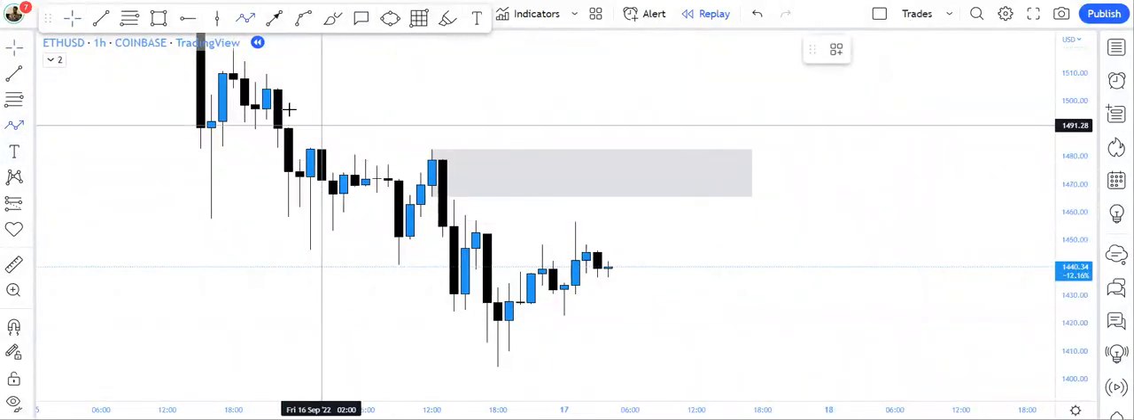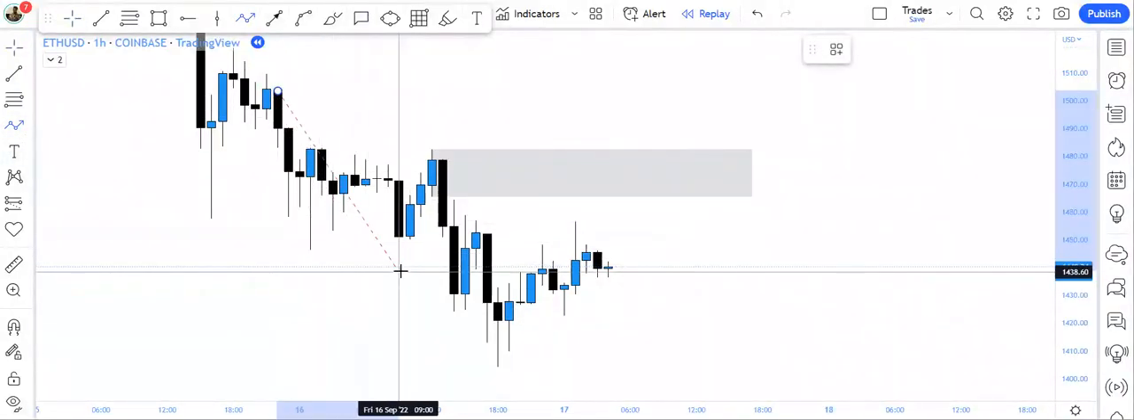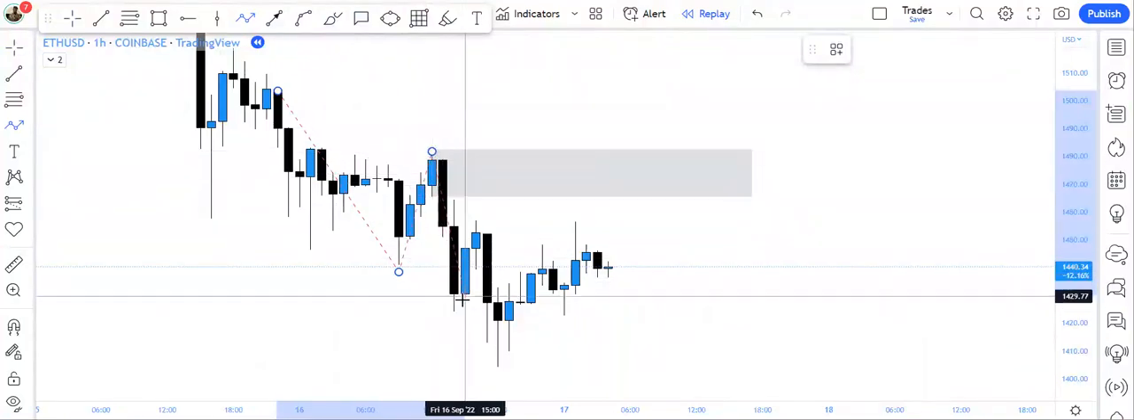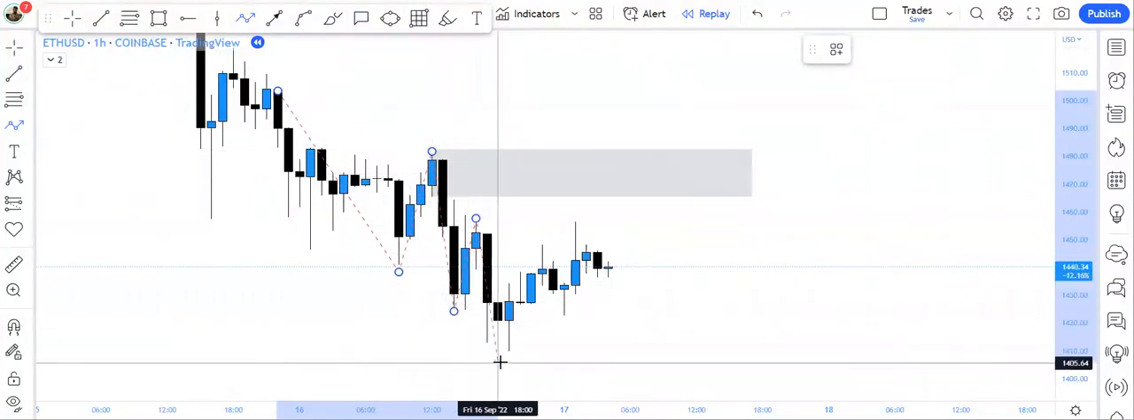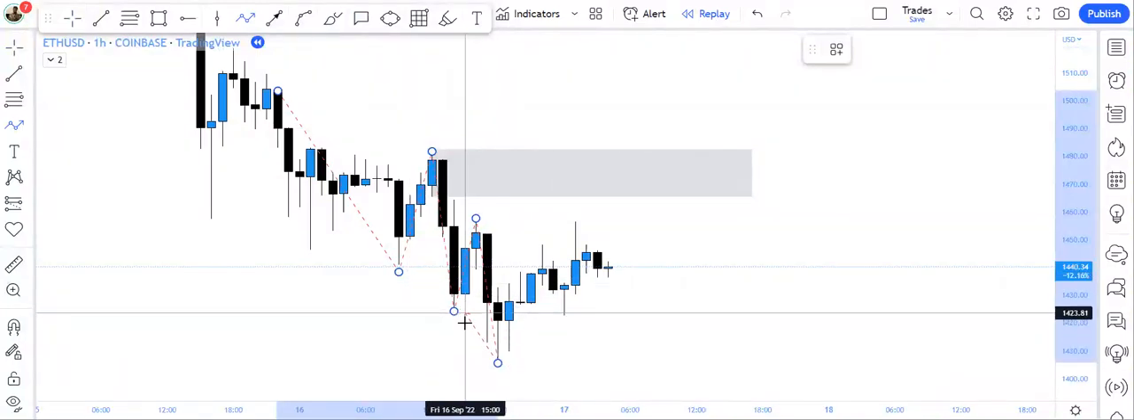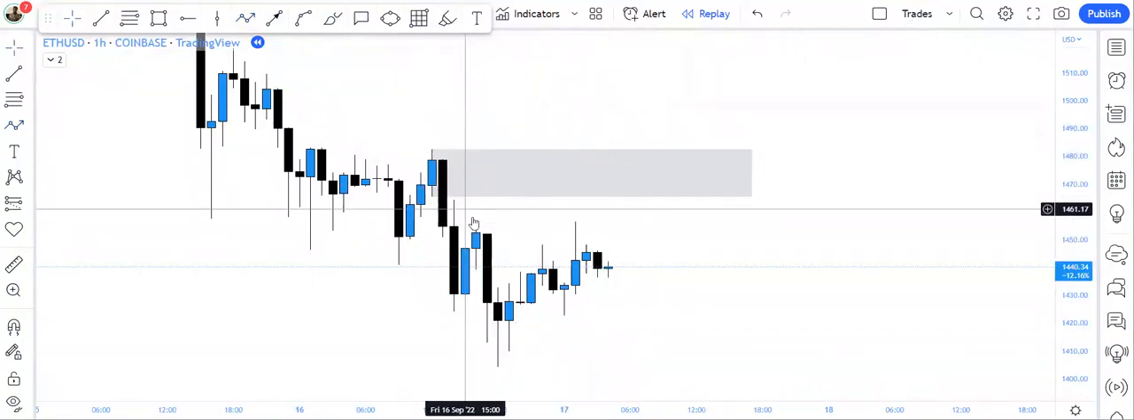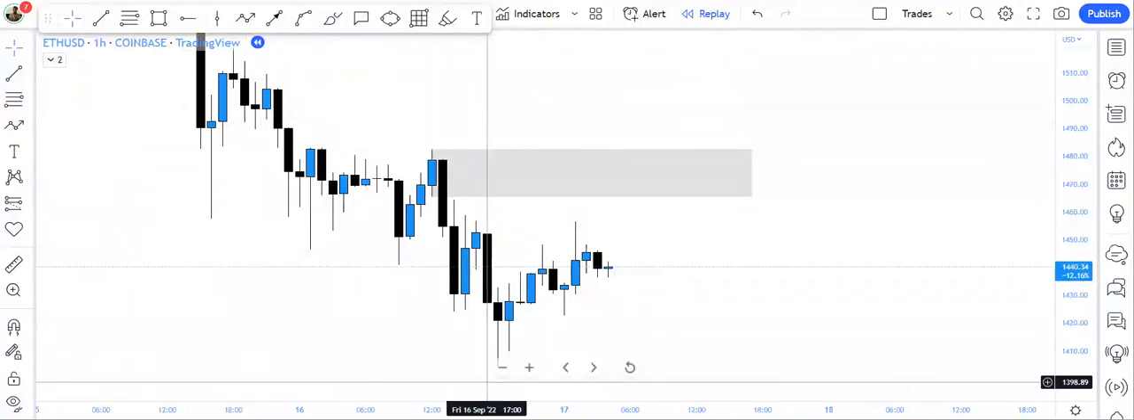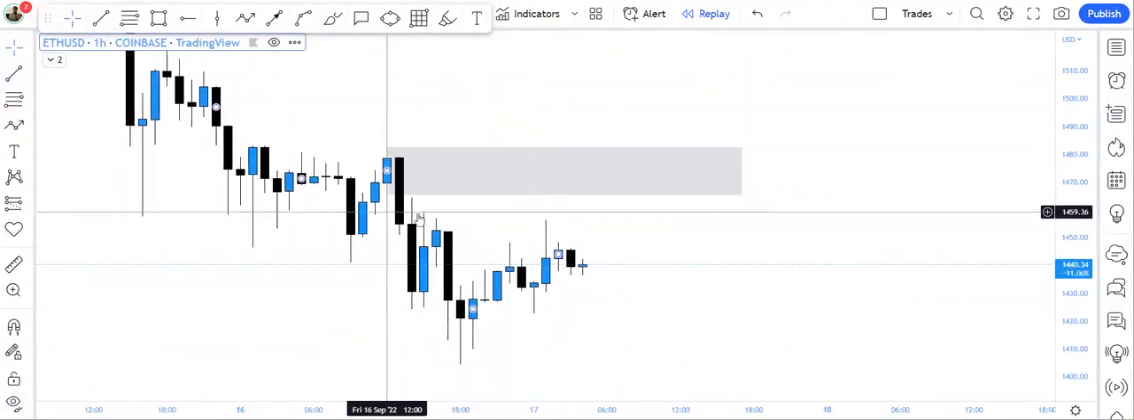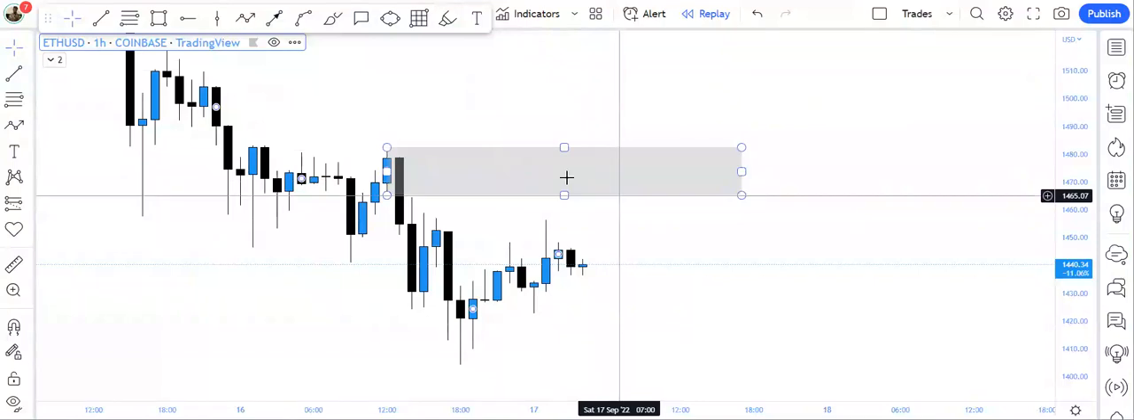Ever since price created this entire move right over here, you could expect price to hunt this low. As you can see, this low has been hunted, this low has been hunted. So the next thing is this low. I know this will be a break of structure, but this is inducement as well, which we will talk about later on. But right now, let's just focus on order flow.